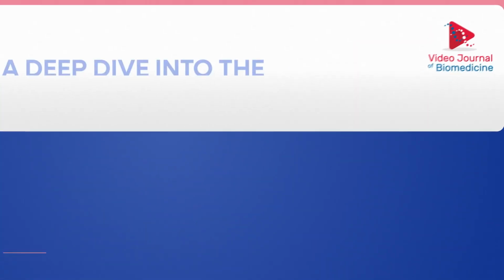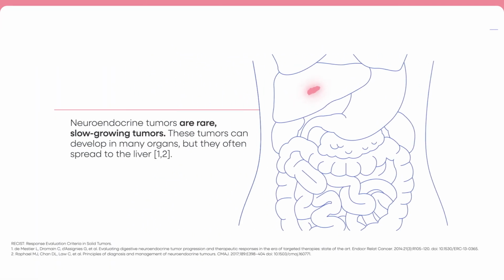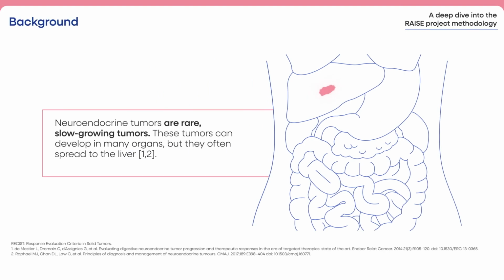This animation discusses the methodology used in the Research for Artificial Intelligence-based Surrogate Endpoint project called RAISE. This exploratory work is presented in 2 manuscripts published in Future Oncology. Neuroendocrine tumours are rare, slow-growing tumours. These tumours can develop in many organs, but they often spread to the liver.